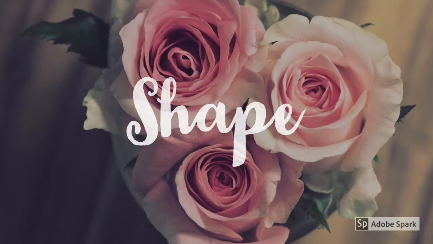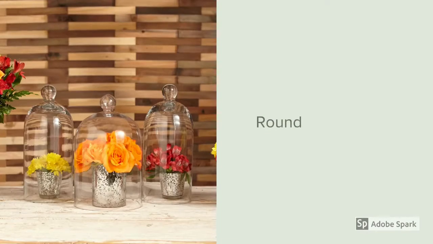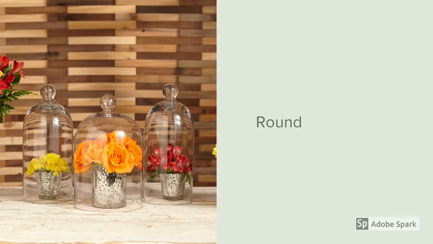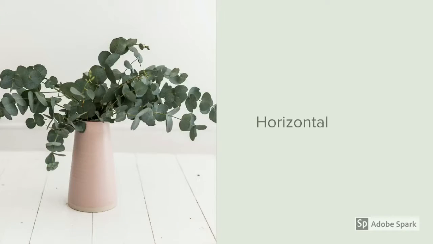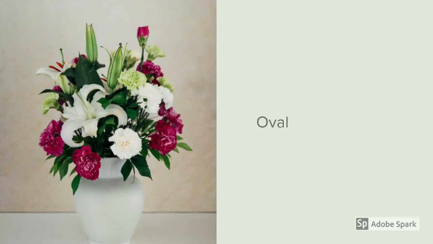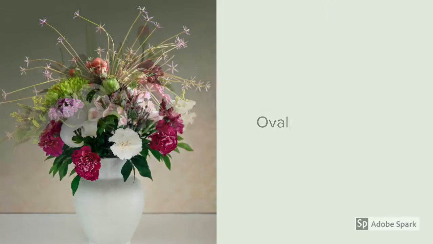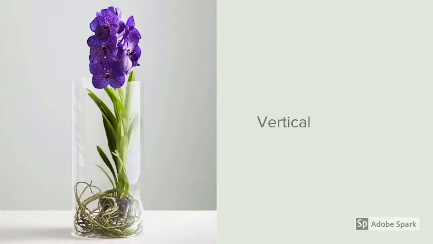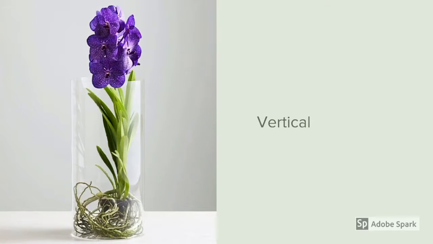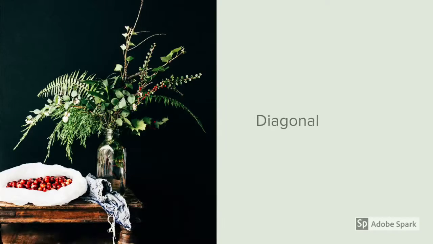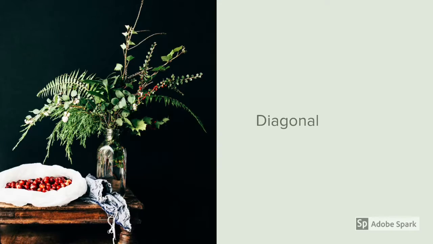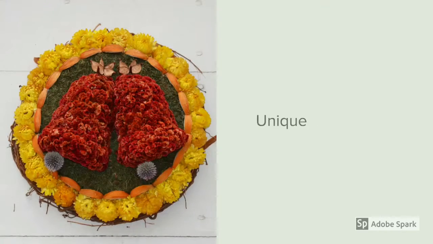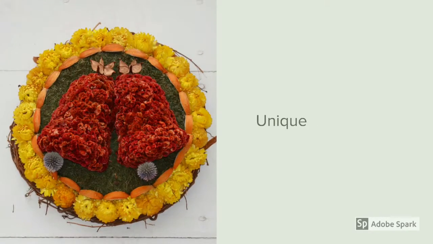What shape do you want your design to be? Round and basically circular from every angle that you look at it? Horizontal, where it's wider than it is tall? Oval, where it's taller than it is wide? A fan shape, where it fans up and out? Vertical, that's just straight up and down? Diagonal, where your eyes lead you from one corner and across? Or something completely unique and different?